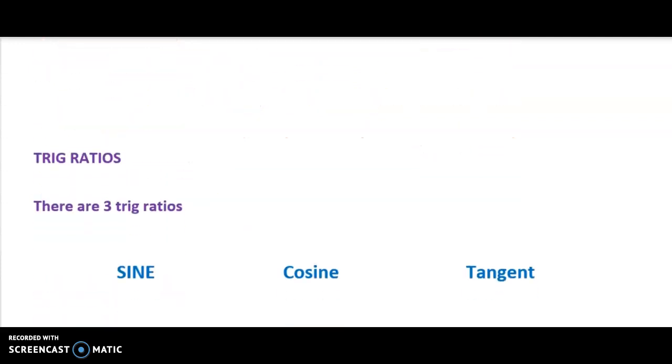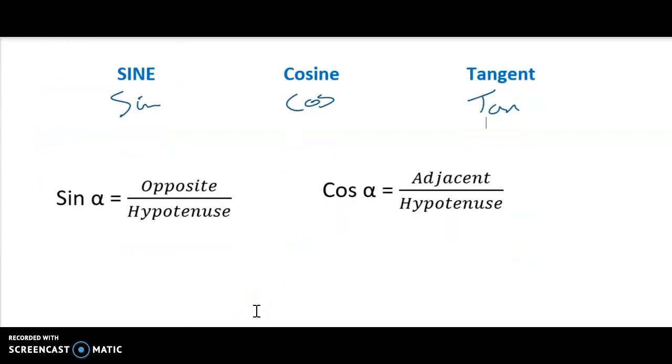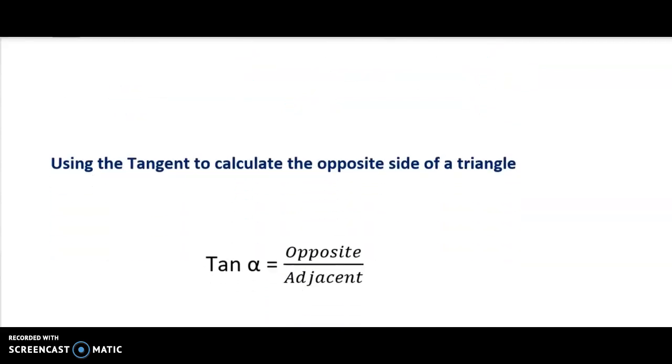So our three trig ratios, remember we looked at before, we looked at our sine ratio and our cosine ratio, otherwise known as sin and cos. And today we're going to be looking at our tangent, which is tan. The sine ratio we know is the opposite over hypotenuse, and the cosine ratio is the adjacent over the hypotenuse. So both of them use the hypotenuse. The tangent ratio is the only one that doesn't use the hypotenuse. It uses the opposite and the adjacent. So no hypotenuse for the tan ratio.